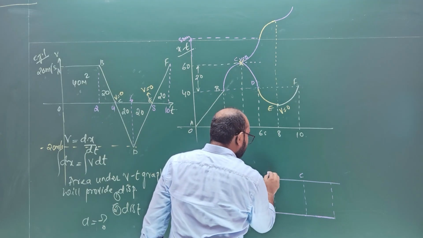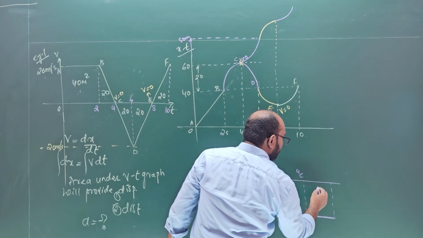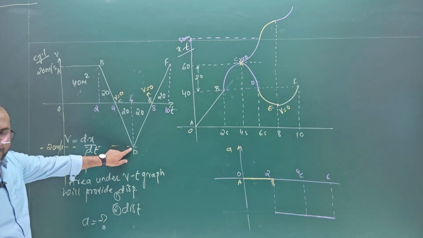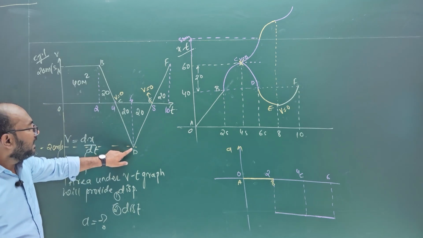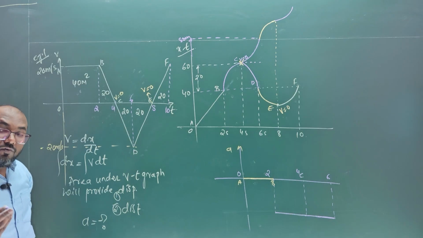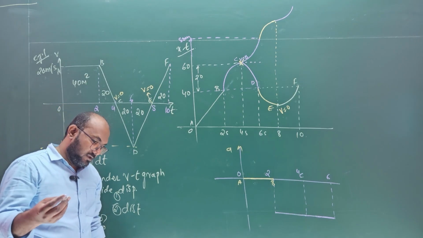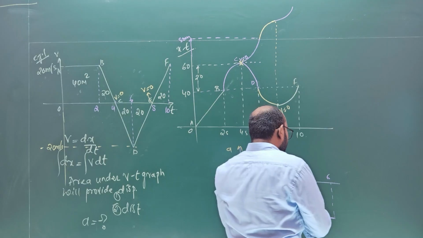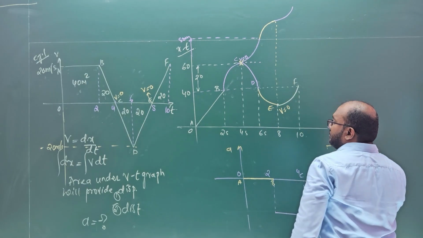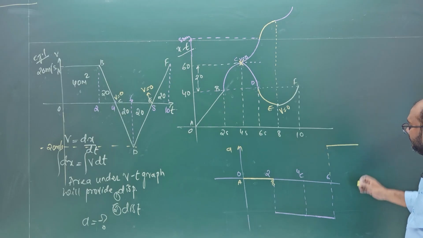So this is 0 time, this is 2 seconds, this is your 4 second, this is your 6 second. Now where is the body? At D. Okay. Then again negative velocity is decreasing. Who will decrease the negative acceleration? Yes, very good. Positive acceleration. So from here the acceleration is positive till what? More 2 seconds.